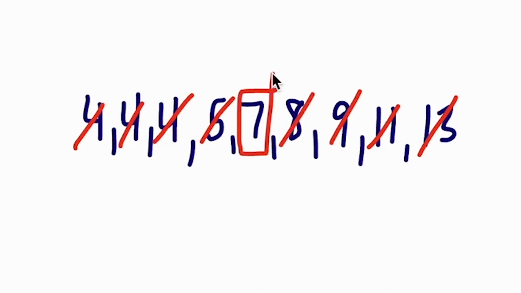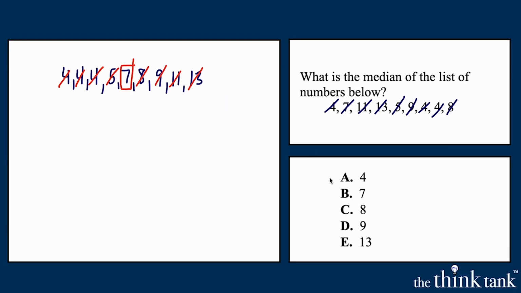And look at that, our middle number in our ordered list is 7, which means our median of our data set is 7, which means our answer is B. And if you got it, good thinking.